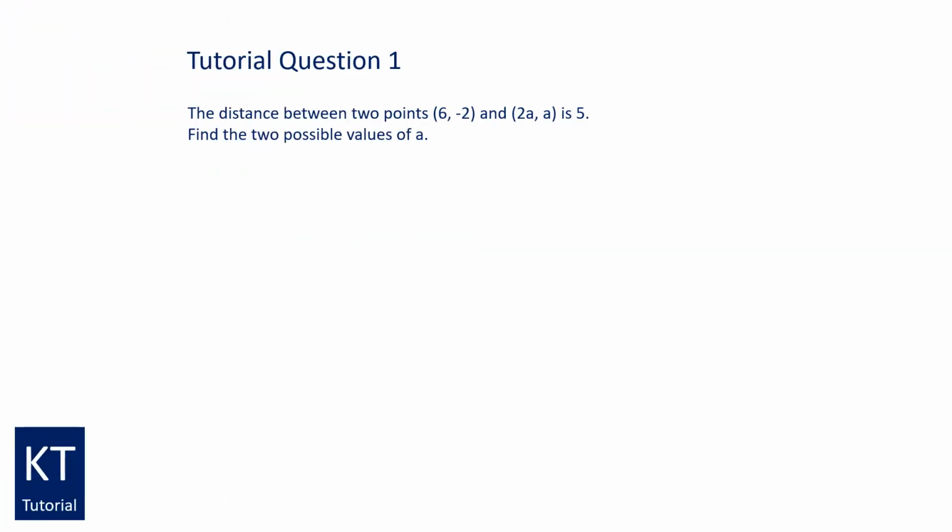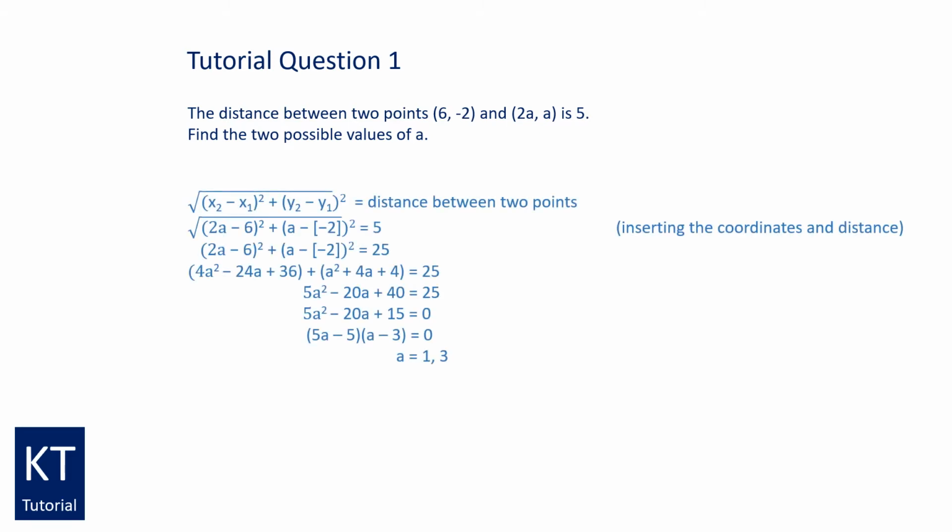Tutorial question 1. The distance between 2 points (6, -2) and (2a, 5)... Find the two possible values of a. In this case, the difference in its x value squared plus the difference in its y value squared, all square rooted, must equal 5. By inserting these numbers into the equation, we could then solve for a as being 1 and 3.